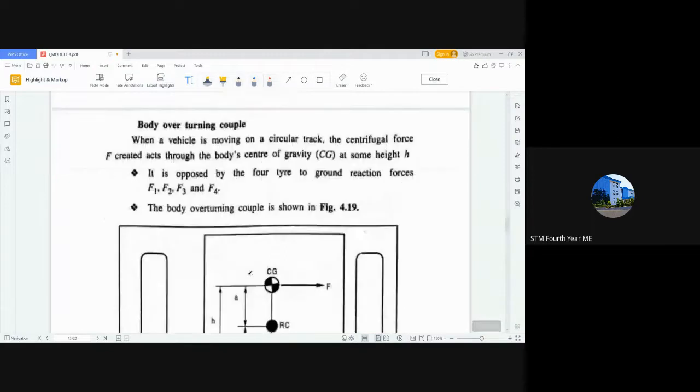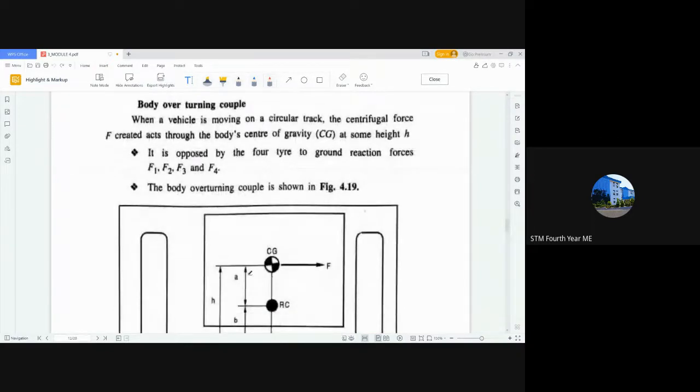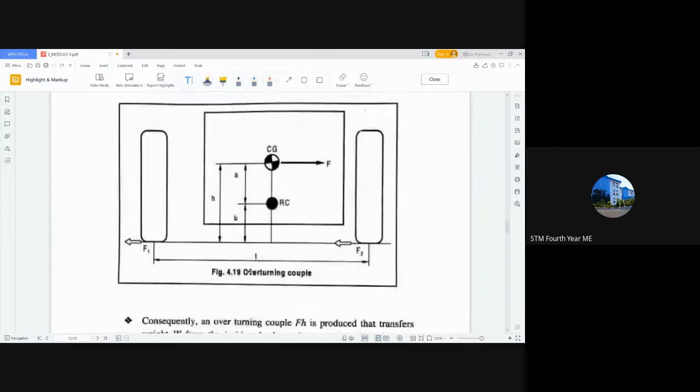Then the next one is body overturning couple. Please write down body overturning couple and draw this figure. This is the same figure that was shown before. It was a 3D diagram, and this is the 2D diagram of the figure. So please draw this figure.